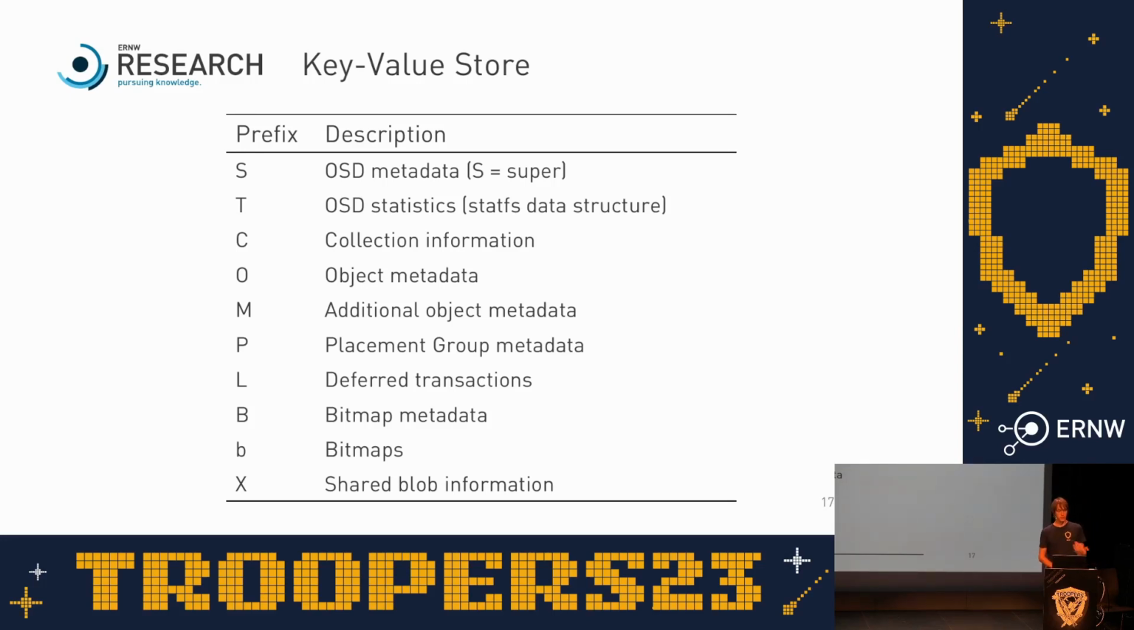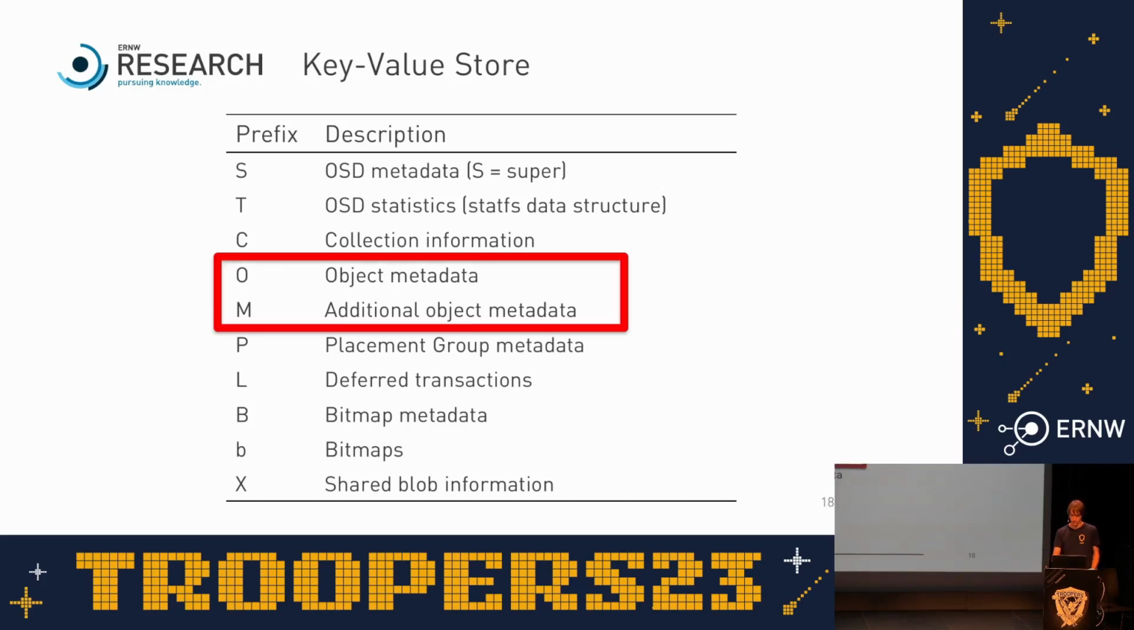And to interpret the bitmaps correctly, you have to read the keys or the key values that start with uppercase B and interpret the data in there correctly. But the most important entries are the ones that start with O and M, because they contain object metadata and some additional object metadata that are then necessary to interpret the data, for example, for Cephfs, to understand if an object in Cephfs is a directory or a file, and what's the parent directory of a file, and stuff like this.